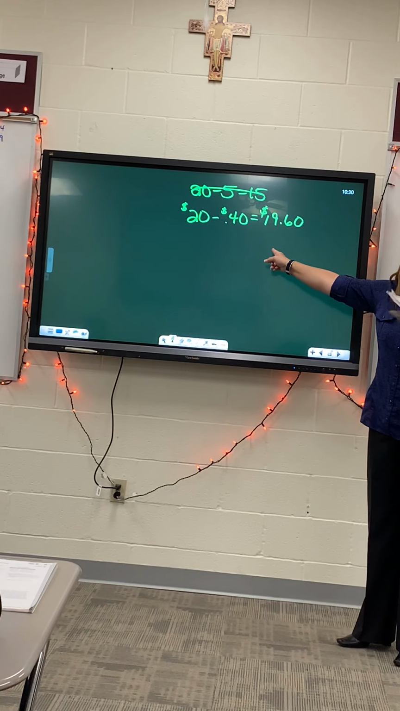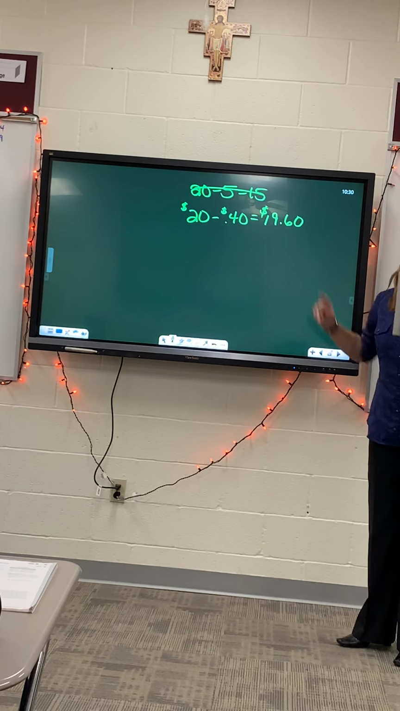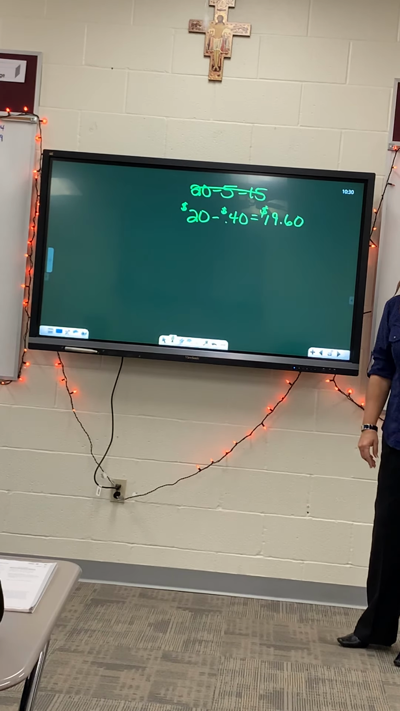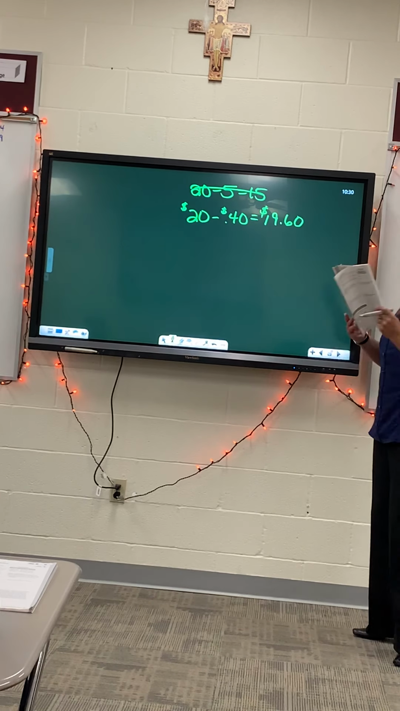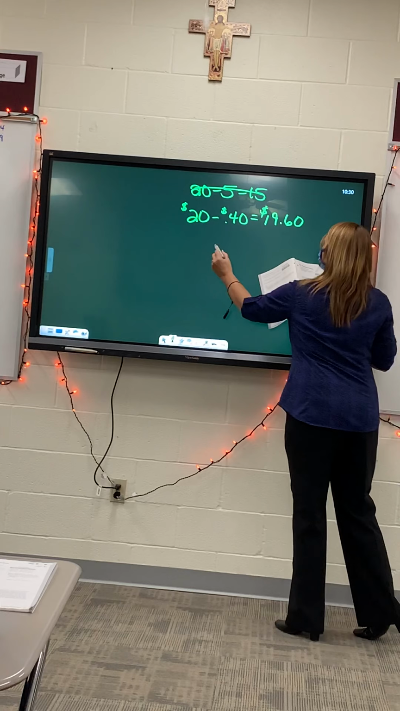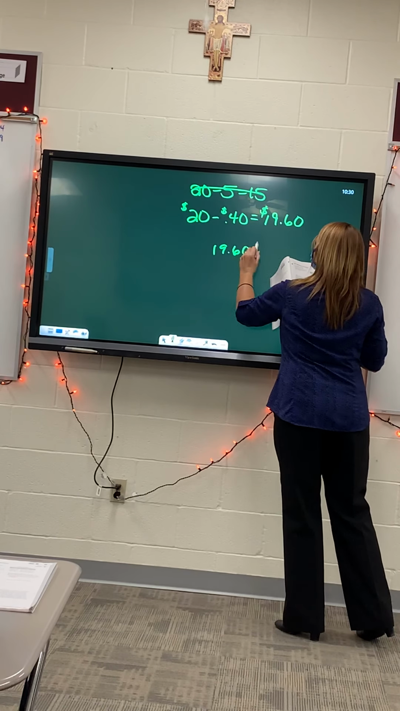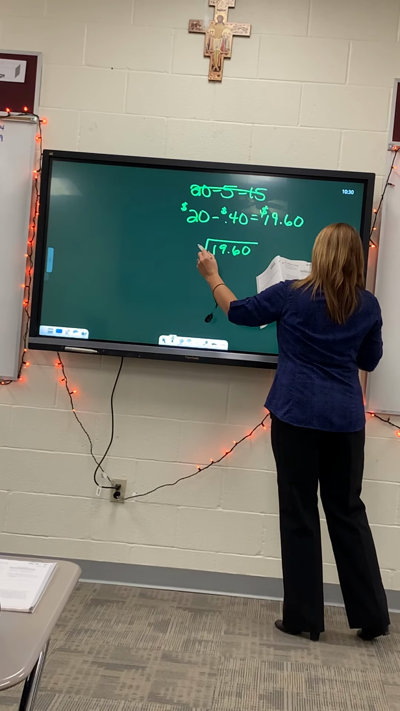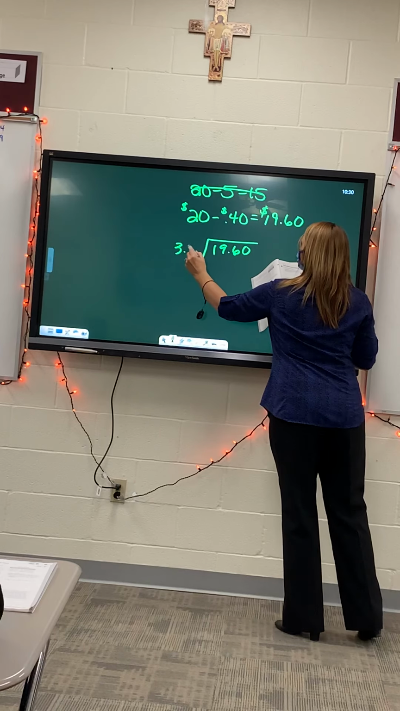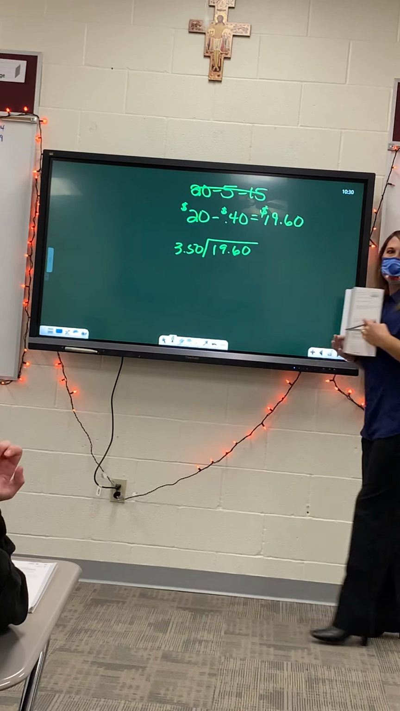It doesn't say how much did it cost. It says how many pounds did he buy. So what are we going to do? Caden? What are we going to do now? Victor? 19.60 divided by 3.50 per pound of trail mix. Yep. All right, everybody, do that.